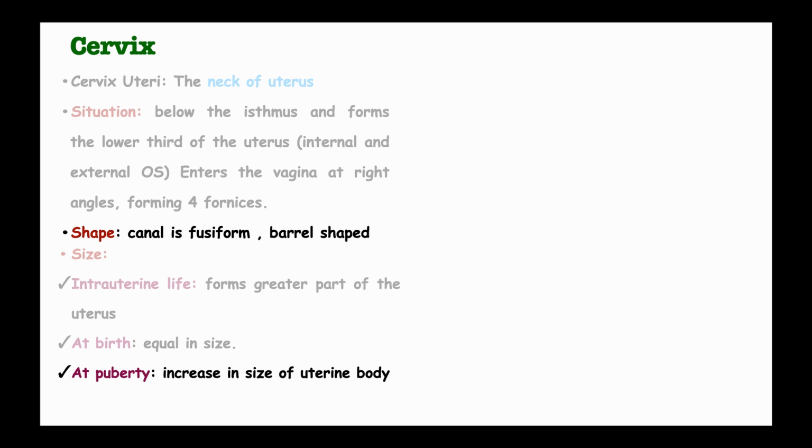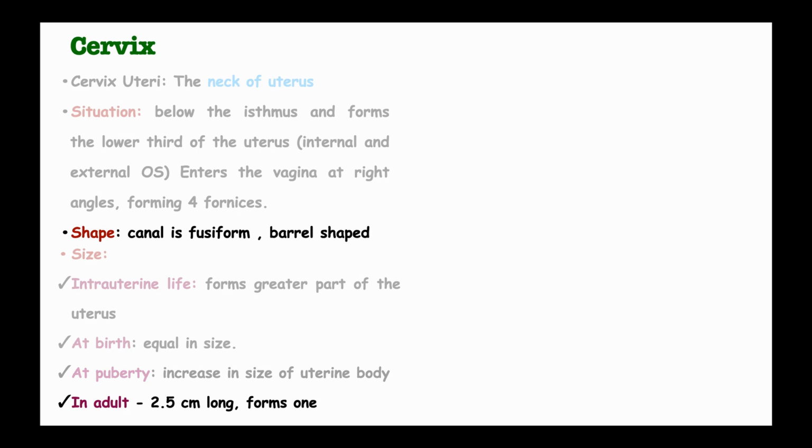However, during puberty, there is a further increase in the size of the uterine body due to the activation of these maternal hormones, until the uterus is about twice the length of the cervix. Because of this, we are sometimes able to diagnose infantile uterus in an adult woman by assessing the relative proportions of the cervix and the uterus.